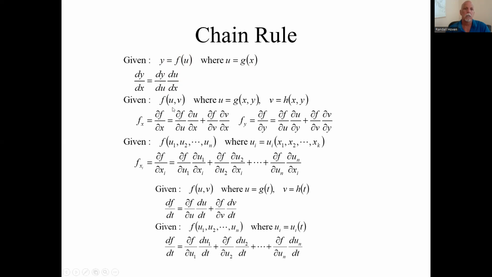You have multiple variables. In this case, your original function is a function of both u and v, and both u and v are functions of x and y.